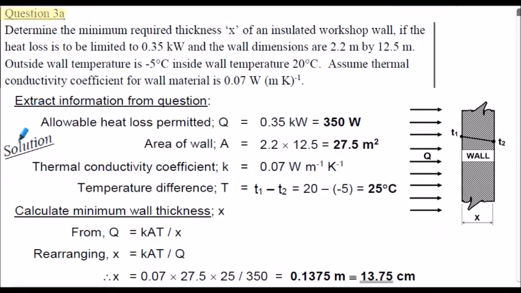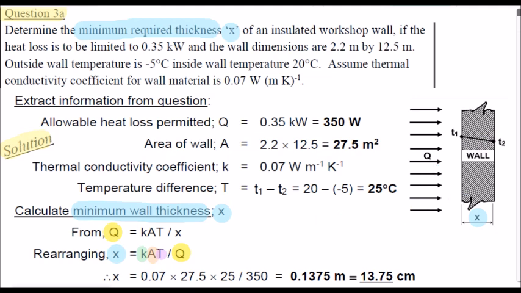Here's question 3a, solution. We're required to calculate the minimum thickness, labelled as x in our diagram. So first, as always, extract the information from the question. To calculate the minimum wall thickness, x, we need to transpose our formula, that Q is equal to Ka T divided by x. We need to transpose it for x. To do that, we simply multiply both sides by x and divide both sides by Q. So our formula becomes x is equal to Ka T all divided by Q.